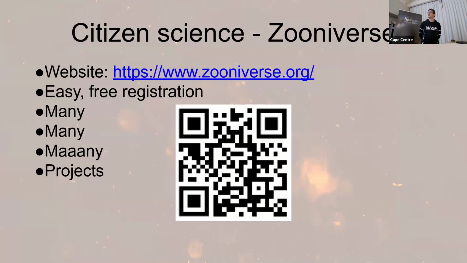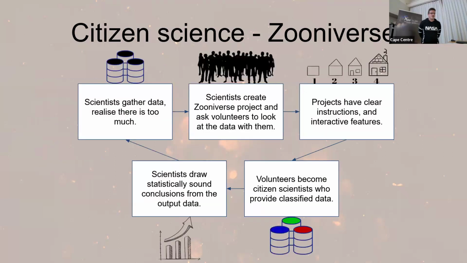So citizen science and the Zooniverse project, it's on zooniverse.org. You can Google it, you can use this QR code, you can just go to the website, and it's free, and it's free to register, it's easy to register, and there are many, many, many projects to choose from. So the way it works is the scientists or astronomers, they gather data and they realize, oh, I've got way too much of this to actually look at. It'll take me more than a few lifetimes to actually get through all of this data.